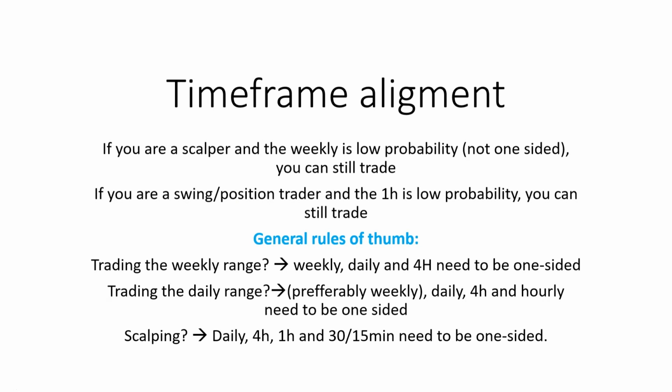Some general rules of thumb. If you are trading the weekly range, the weekly time frame, daily and 4-hour all need to be one-sided. If you're trading the daily range, preferably the weekly as well, daily, 4-hour and hourly charts need to be one-sided. If you're scalping, daily, 4-hour and hourly and lower time frames like the 30-minute need to be one-sided. So these are some general rules of thumb. I'm not saying you need to take all these time frames into consideration, and all of them need to be lining up. But the more time frames line up, the higher probability your trade is. So it's just something to keep in mind.